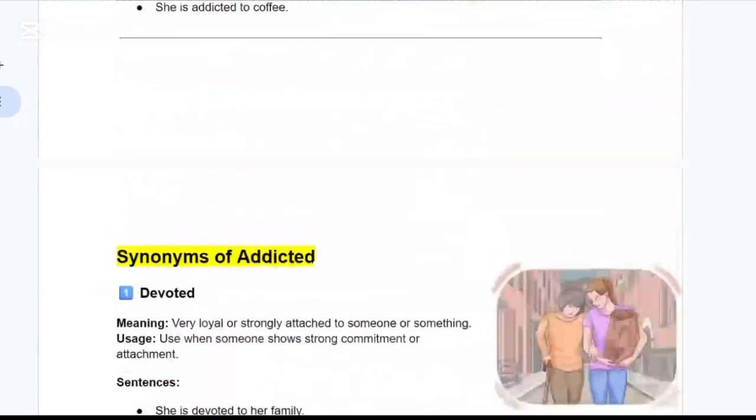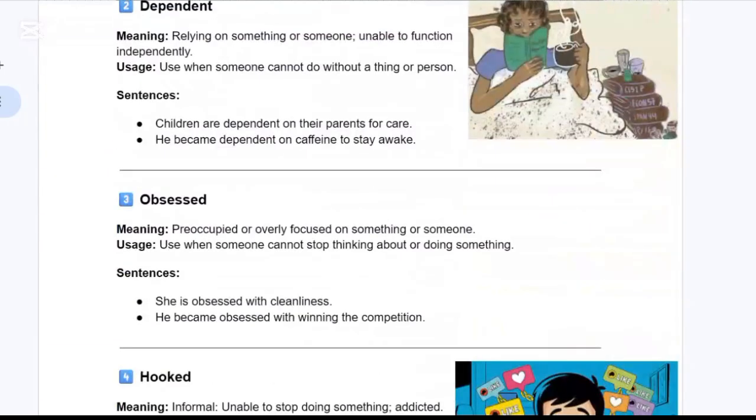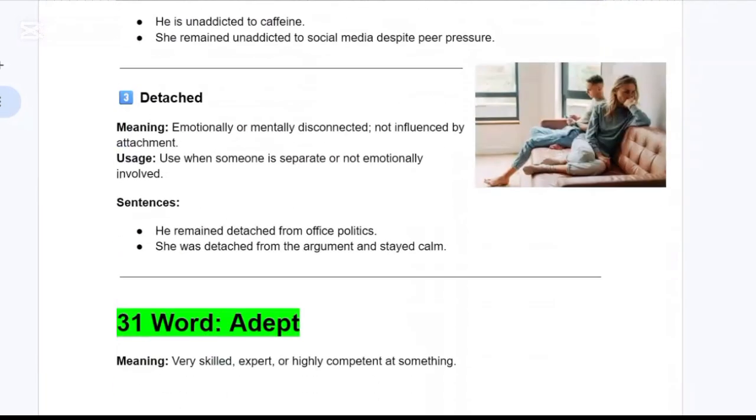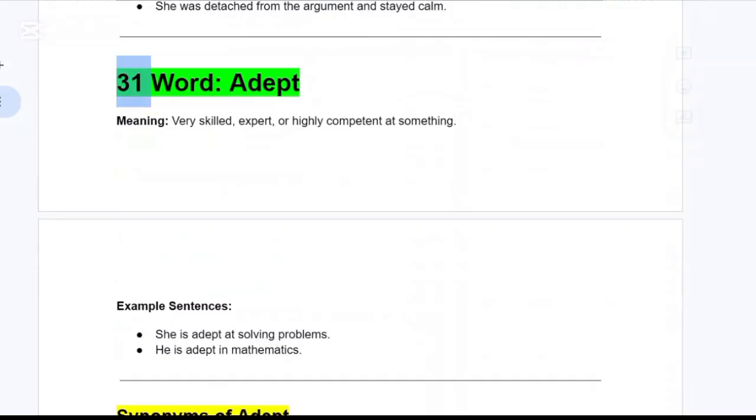So, the 30th word is addicted. Synonyms are devoted, dependent, obsessed, hooked. Antonyms are free, unaddicted, or detached. The 31st word is adapt. Adapt is a very good word. I like it.